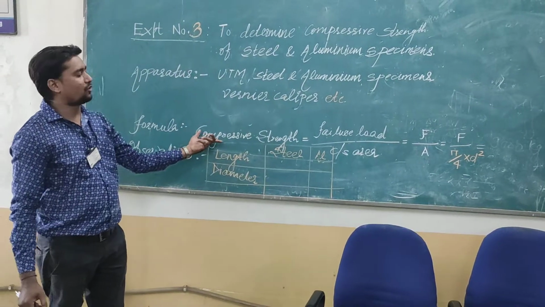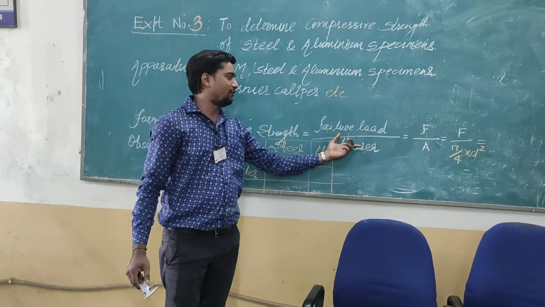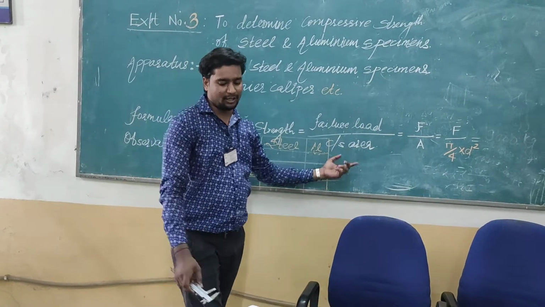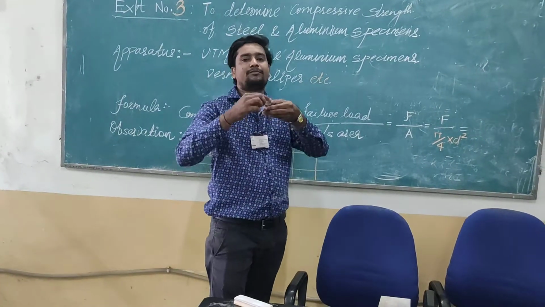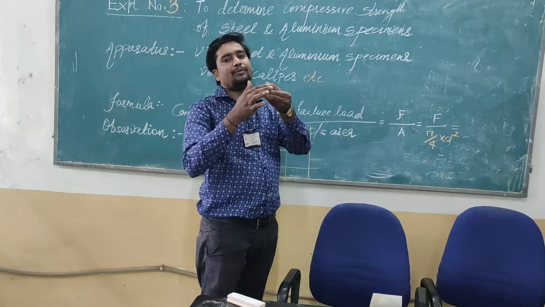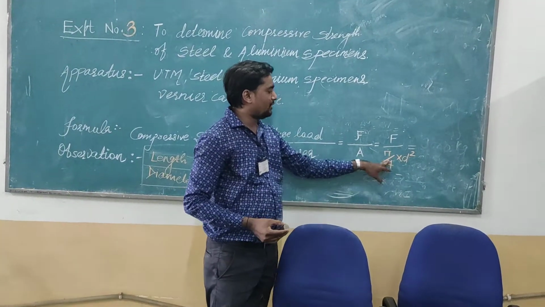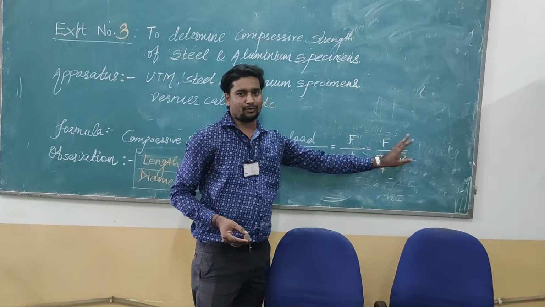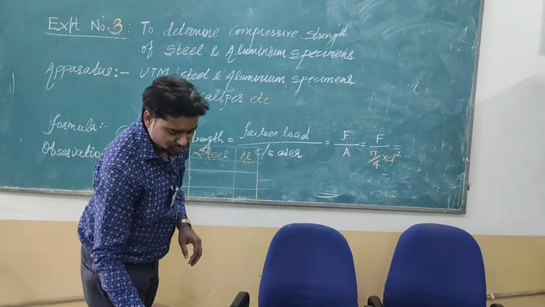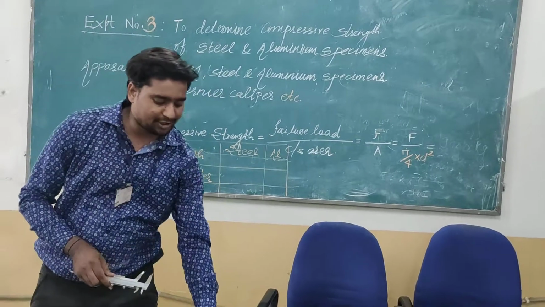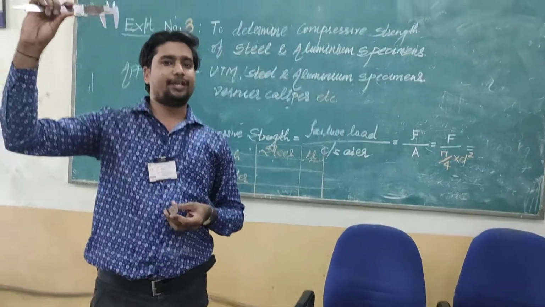The formula is again the same for compressive strength, which is failure load divided by cross section area. So the area will be this portion, the diameter will give the cross section area. The area will be pi by 4 into d square. To take the dimension of this, we are using the vernier caliper.